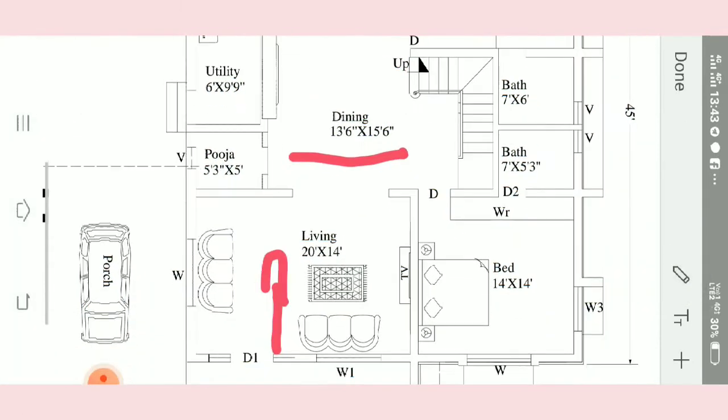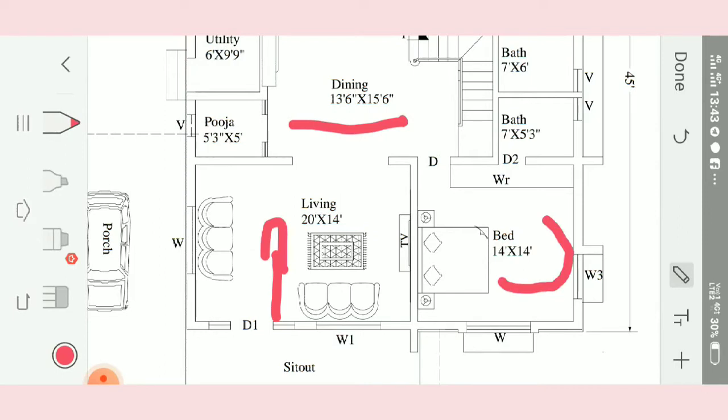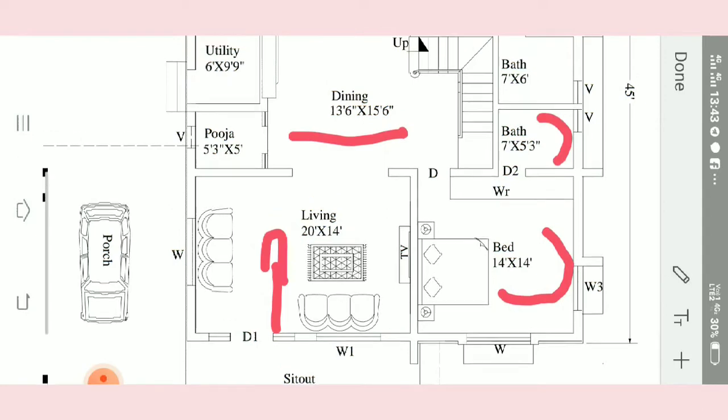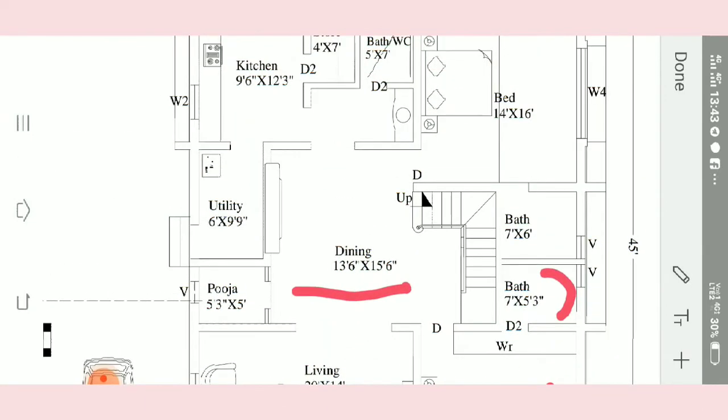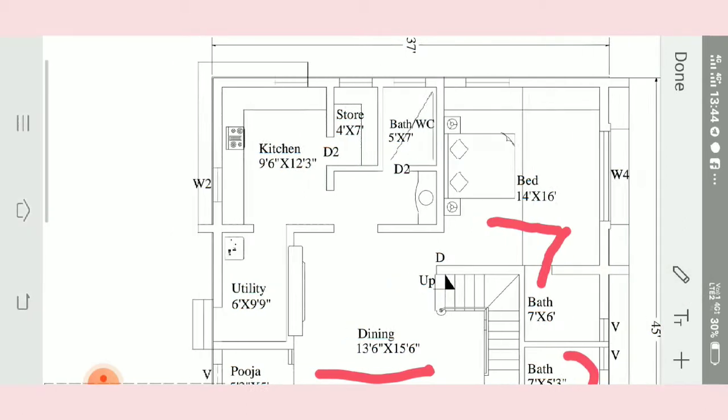From there we get the guest bedroom, which is 14 by 14 feet, and it has an attached bathroom of 10 feet by 5 feet 3 inches. This is the master bedroom. Dimension is 14 feet by 16 feet, and it has an attached bathroom.